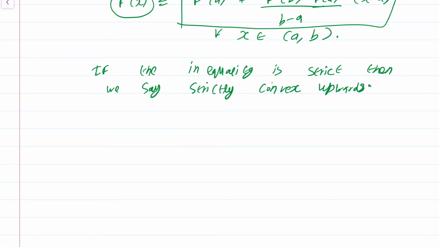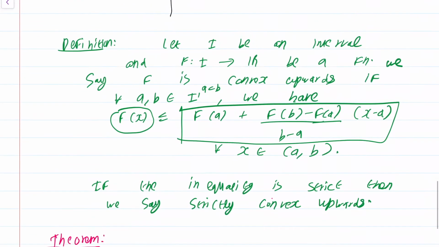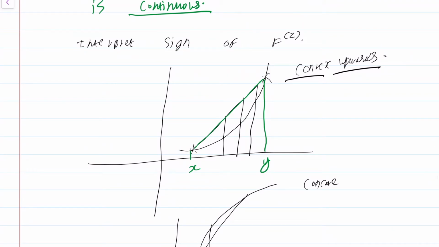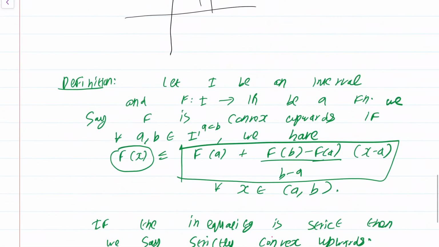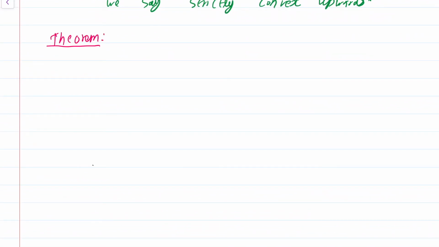So now let's prove a theorem that relates this notion of convex upwards with the second derivative. Just let's see the picture again. If the function is convex upwards, then observe that if you look at the various tangent lines to the curve, those seem to be moving towards the left. So this will be captured by the second derivative being greater than 0. So let's see that theorem.